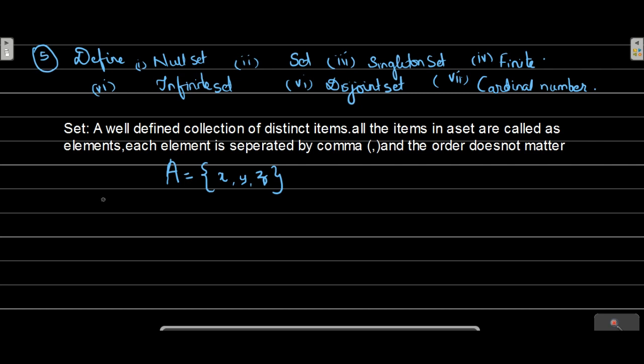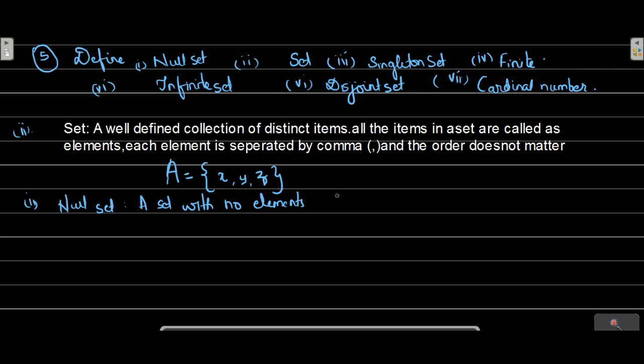Now, as I have explained, the first one is the set. Coming to the null set, what is a null set? A null set is a set which has no elements. A set with no elements is called a null set.